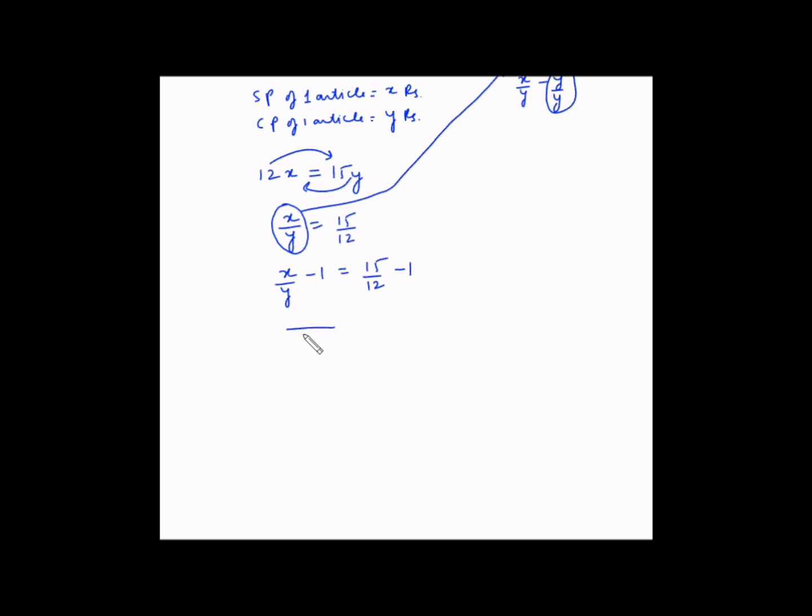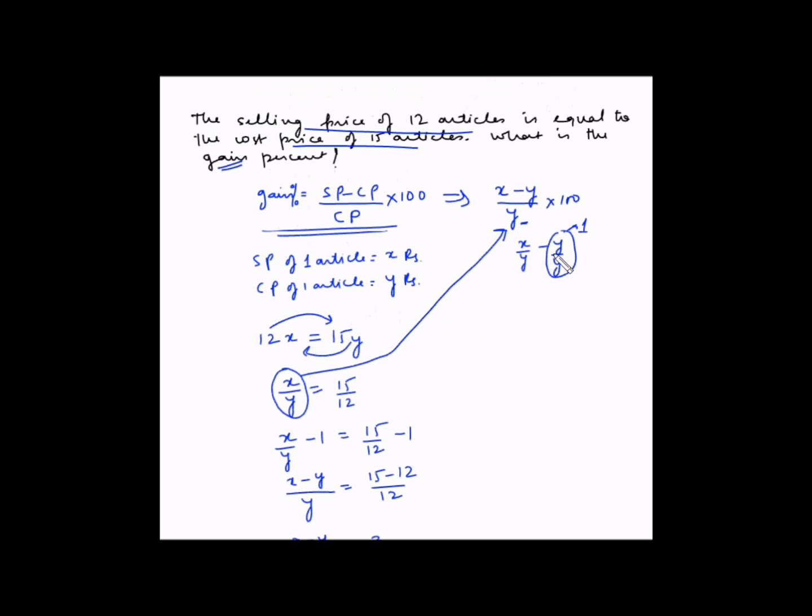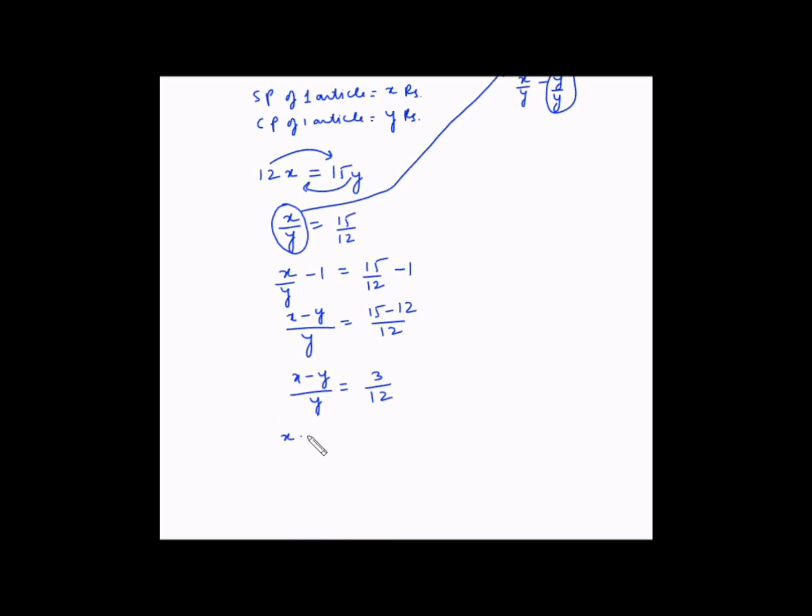So now let's take Y as the LCM. So X minus Y is equal to, here 12 will be the LCM, 15 minus 12 ones are 12, so 12. So X minus Y divided by Y is equal to 15 minus 12 is 3 divided by 12. Now we have to multiply both the sides by 100 to make it in the form of percentage. So multiply by 100 is equal to 3 by 12 multiplied by 100.